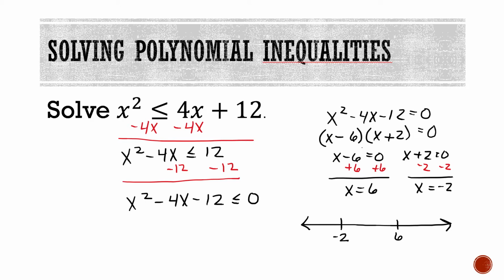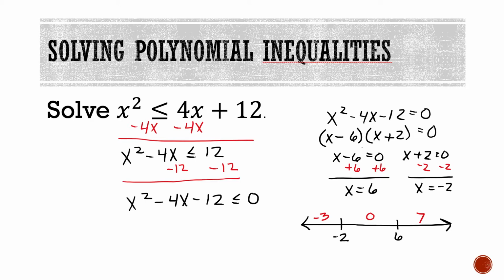So we're going to choose test values. Something to the left of negative 2, I'm going to use negative 3. Something between negative 2 and 6, I'm going to use 0. And something to the right of 6, I think I'll use 7. And again, remember that as far as the test values go, you can choose anything that you want.